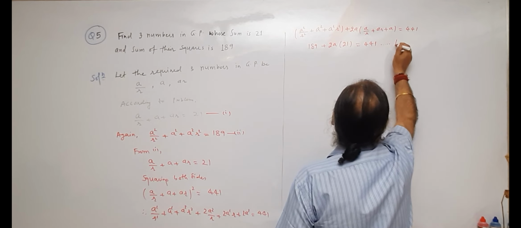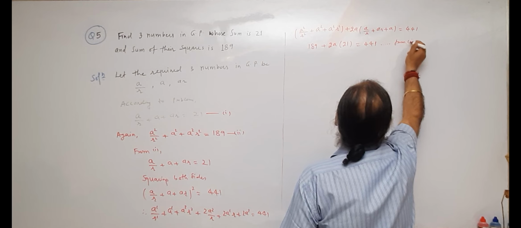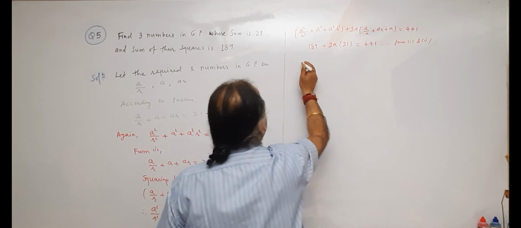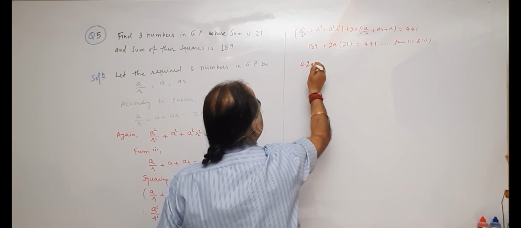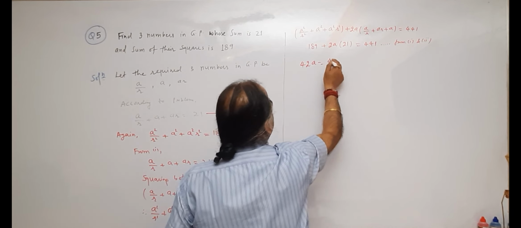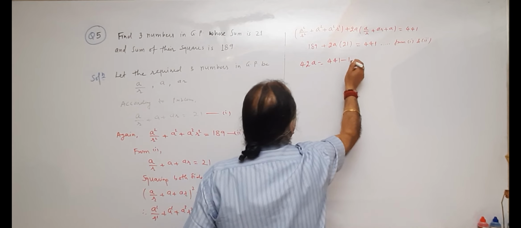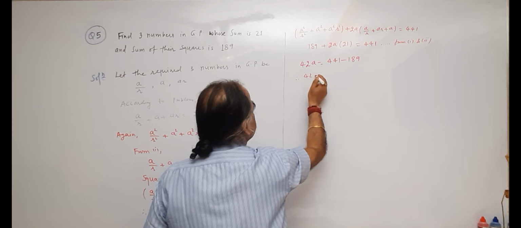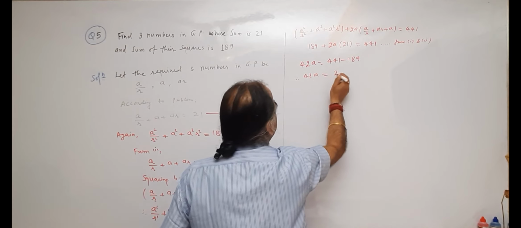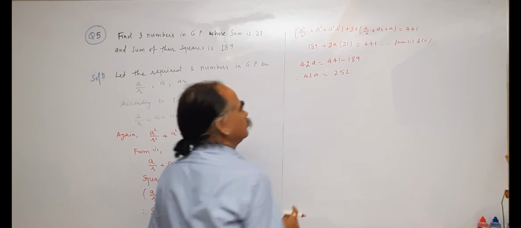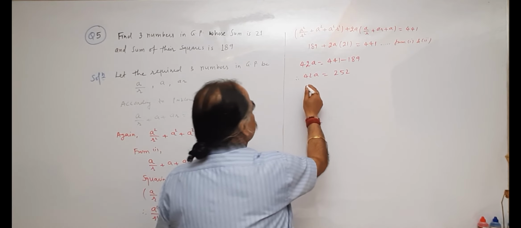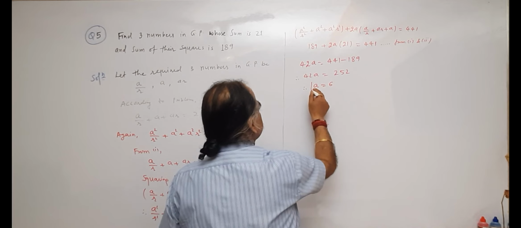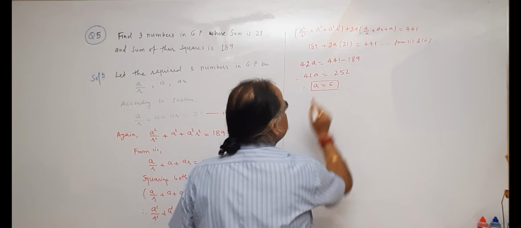From 1 and 2, 42A is equal to 441 minus 189. 42A is 252, so A is 6. We got A as 6.